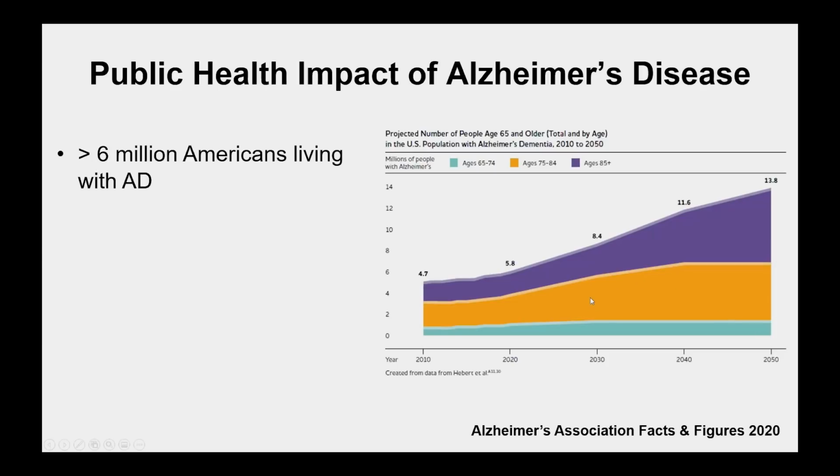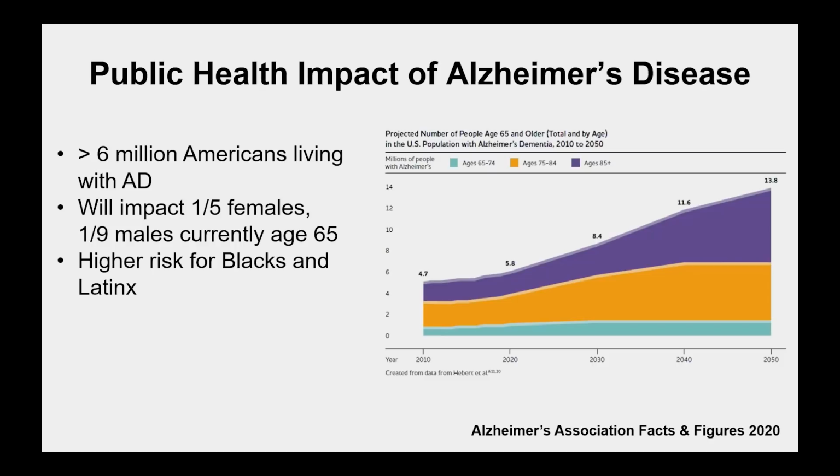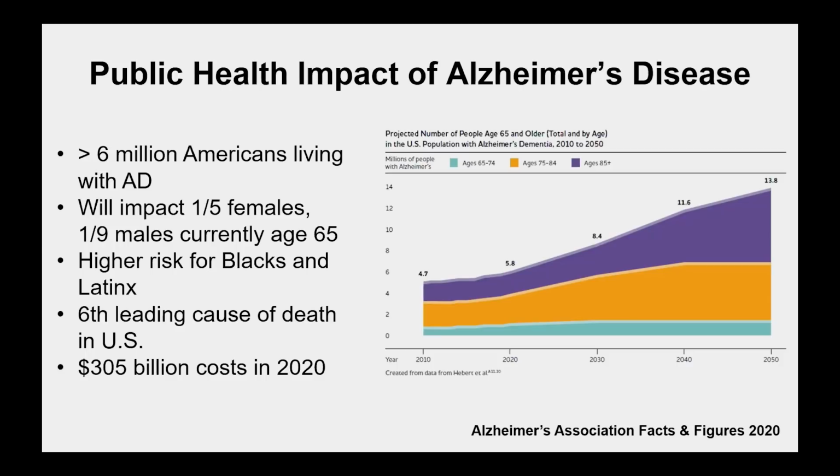And you can see that the majority of that increase in the prevalence of the disease, or the number of people living with the disease, is driven by an aging population, in particular, people living over age 85. So just to put this in perspective, if someone is currently age 65, it's estimated that Alzheimer's will affect about 1 in 5 females and 1 in 9 males currently at age 65. And there is a higher risk for Alzheimer's disease in Blacks and Latinx individuals compared to non-Latinx whites.